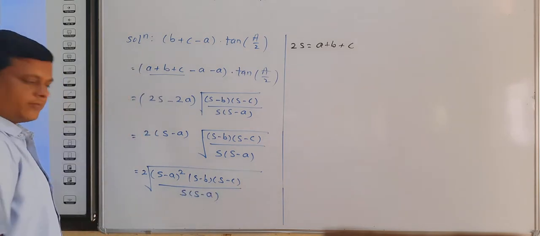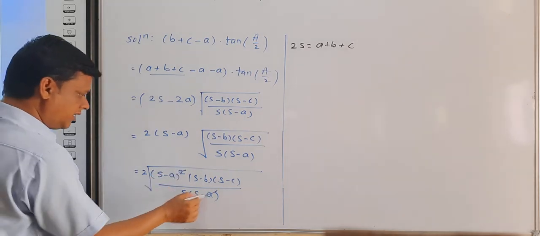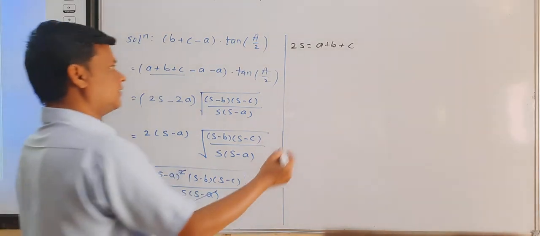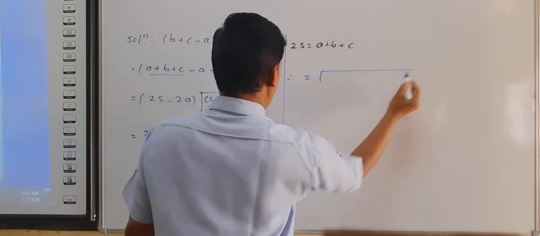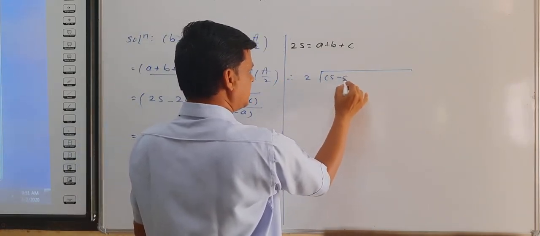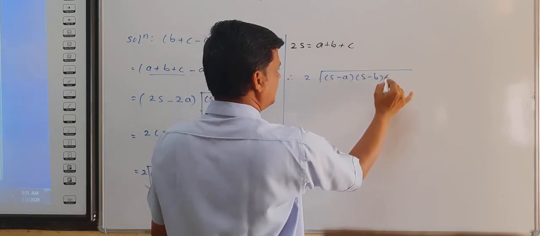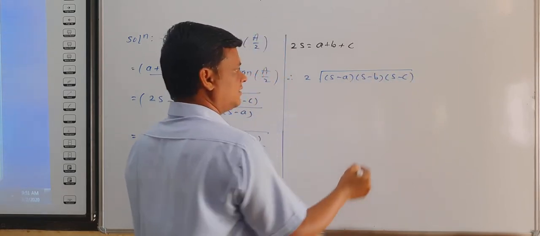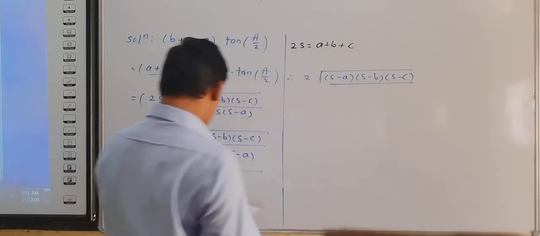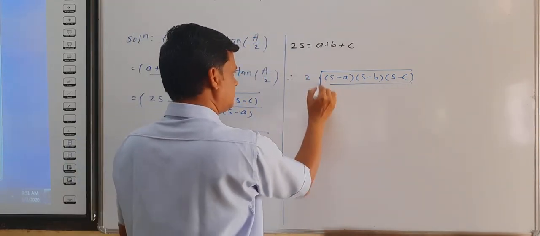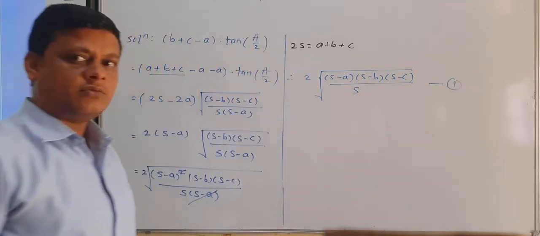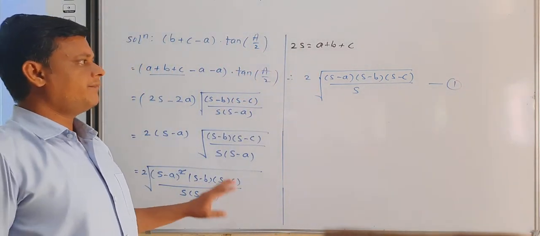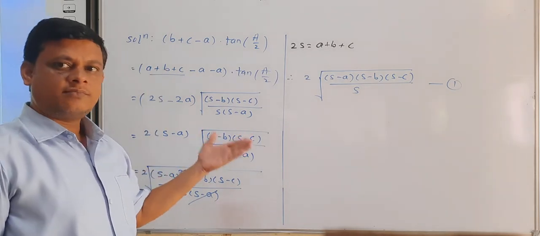So in the next step we can cancel the square with this (s − a). Therefore we get 2 times under root (s − a)(s − b)(s − c) upon s. We denote it by equation 1. Similarly we solve the second term and the third term.